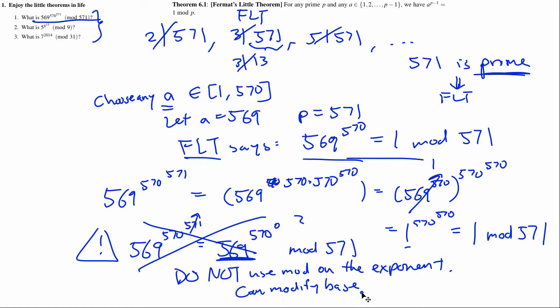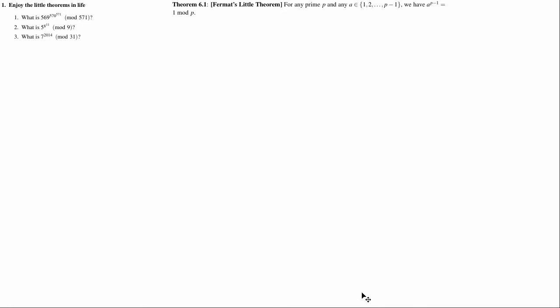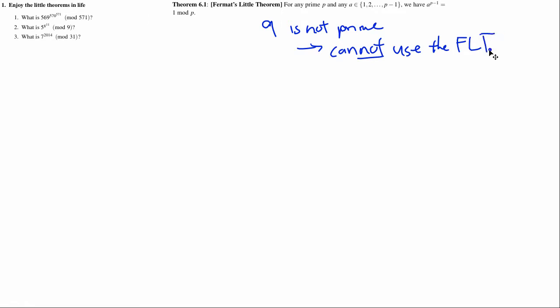Excellent. So moving on to part 2, I'll give you a moment, like 2 seconds. Now problem 2 is a little bit trickier. What you have here is 9, which is not prime, which means that you cannot use the FLT. So now that we're stuck with nothing in our arsenal, what do we do?